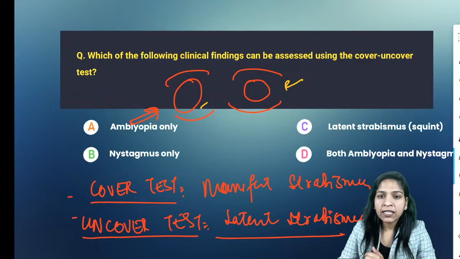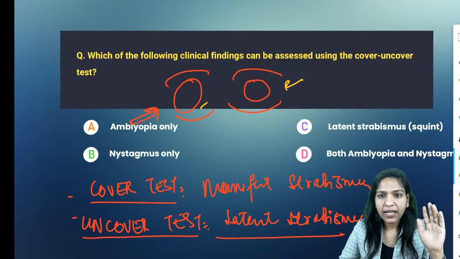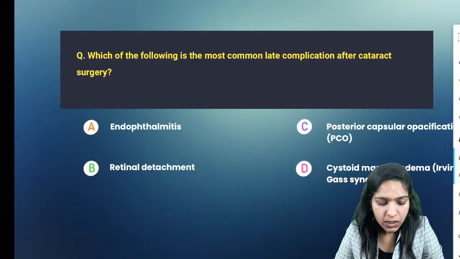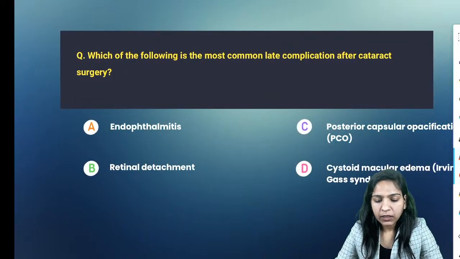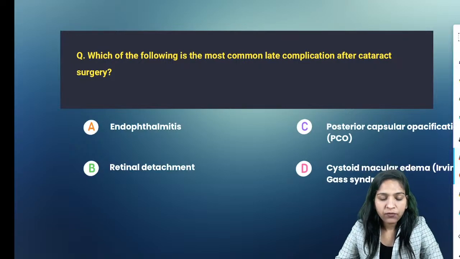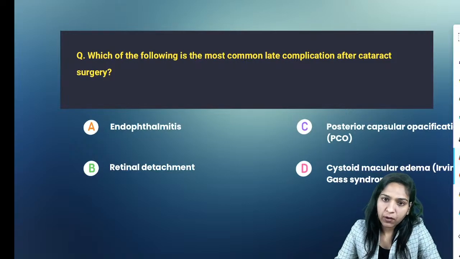So the uncover test is basically used to diagnose latent strabismus. I hope I am clear till this. The next question was: which of the following is the most common late complication of cataract surgery? The options were endophthalmitis, posterior capsular opacification, retinal detachment and cystoid macular edema.